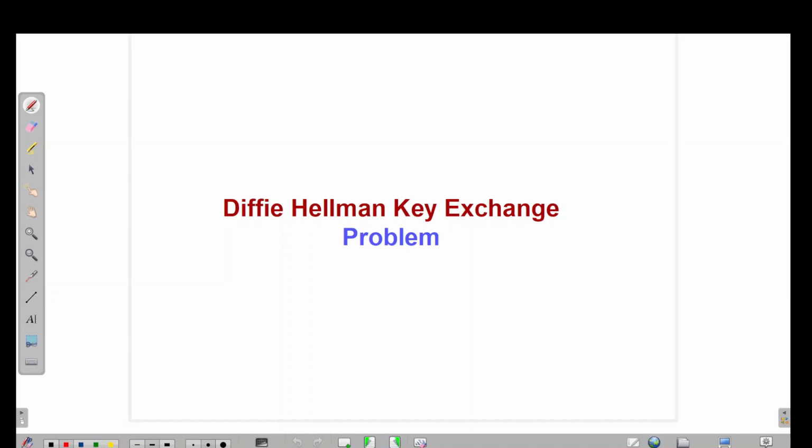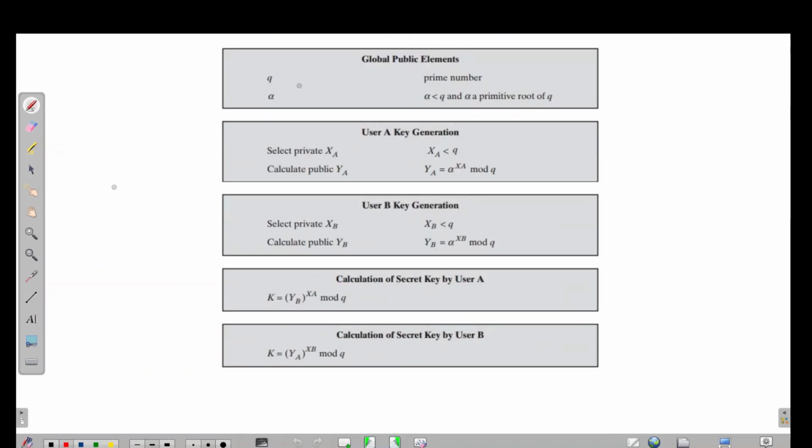Hello. In my previous video, we discussed the Diffie-Hellman key exchange and how the algorithm works. Now, let us see one example of how a secret key is communicated between a sender and a receiver. Let's just recall the algorithm.